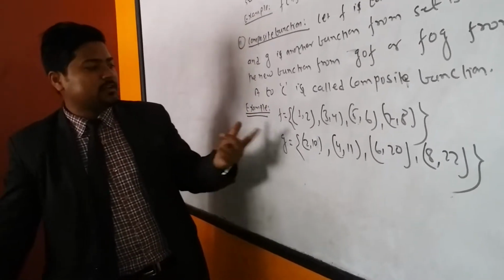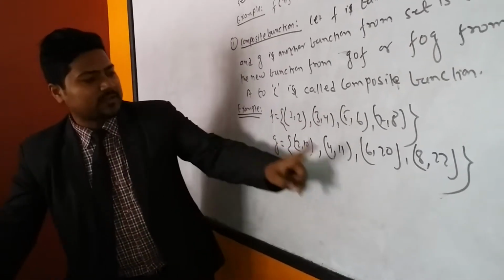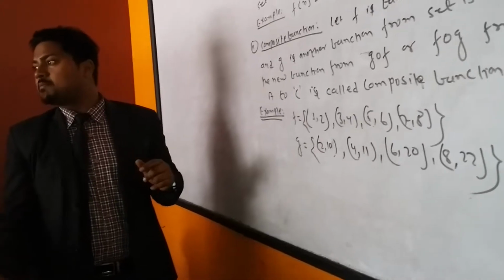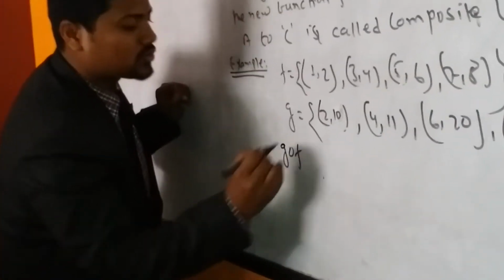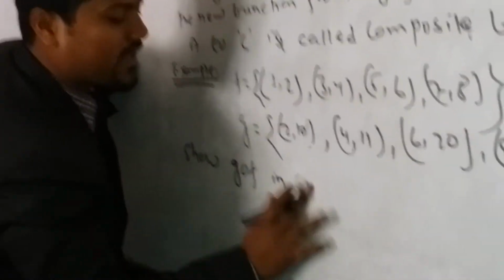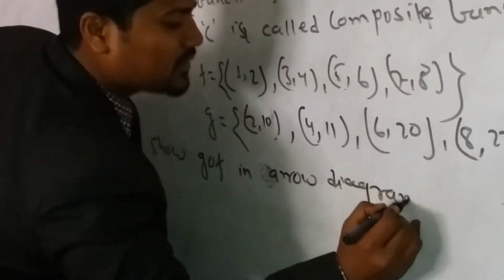In your exam, a question is also asked like this: let f be a function like this, g be a function like this, and show gof in an arrow diagram. Main questions will come like this. Then how can you see it?